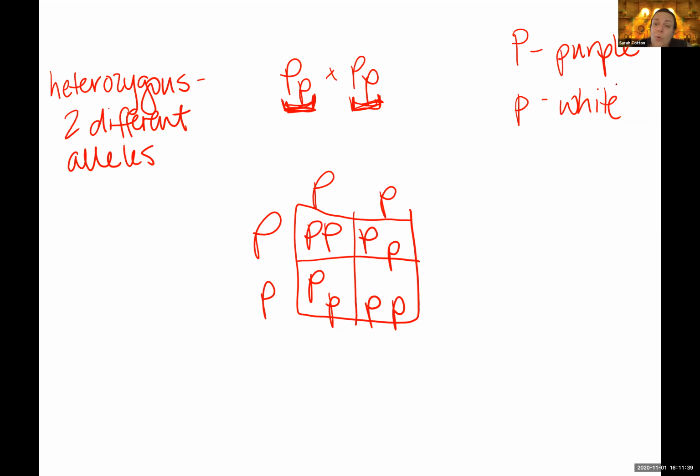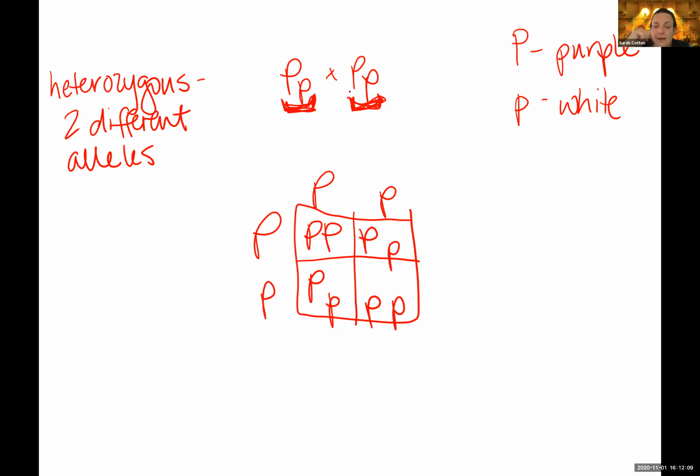Now that we've done this, what I want to know is what kinds of offspring can they have. So first of all, what did these two parents look like? What color flowers did they have? Well, because they're heterozygous, meaning they have one dominant allele and one recessive allele, they express the dominant trait. So they both look purple.